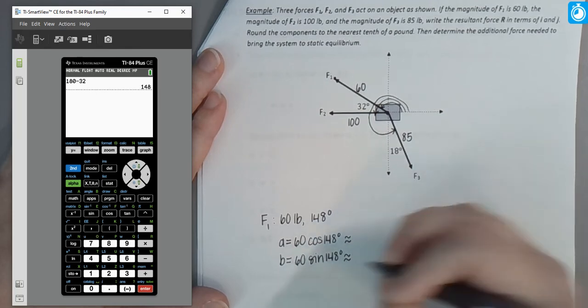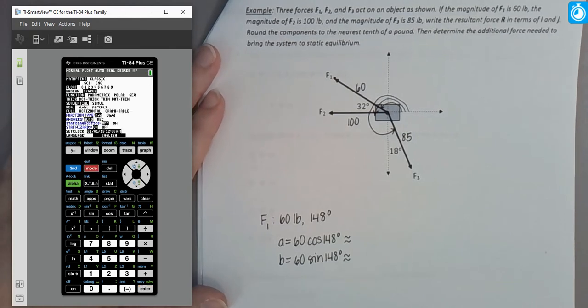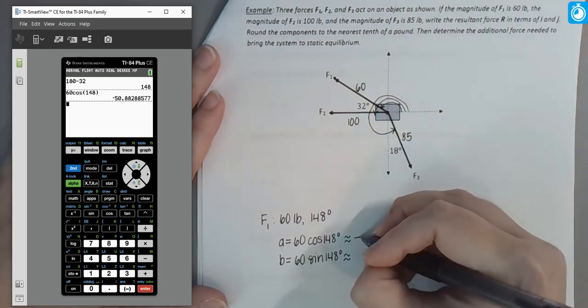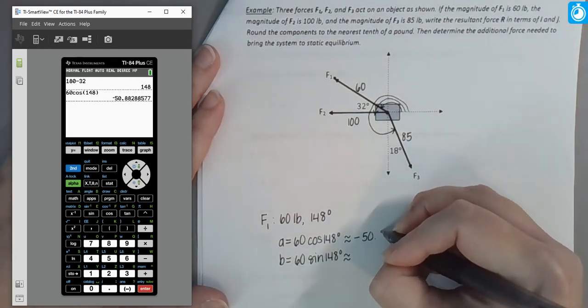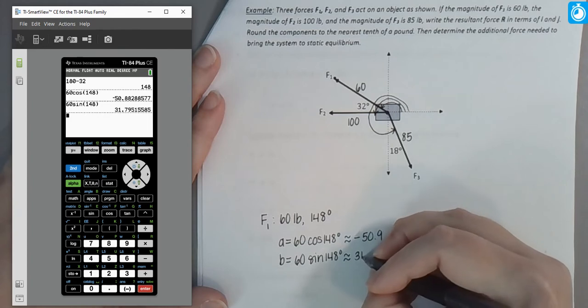So let's evaluate those and round to the nearest tenth. Now let's double check, are we in degree mode? Yes, we are. So then we can just plug it in. So 60 times the cosine of 148, approximately negative 50.8, rounded to 1/10. And then 60 times the sine of 148 degrees, 31.8.